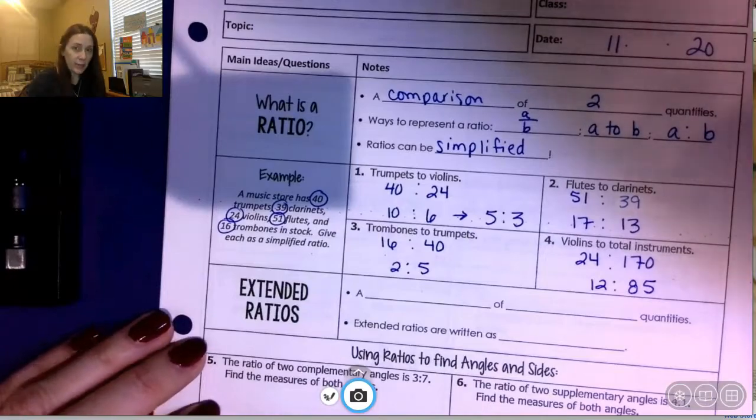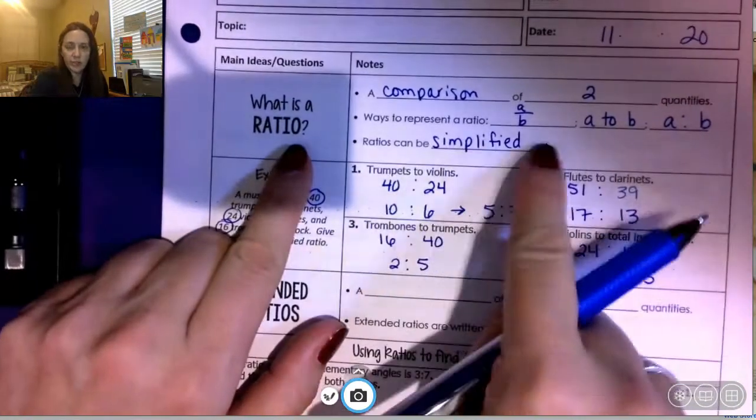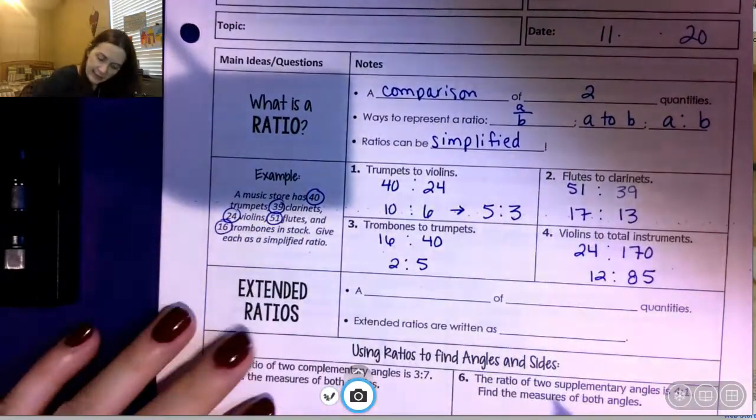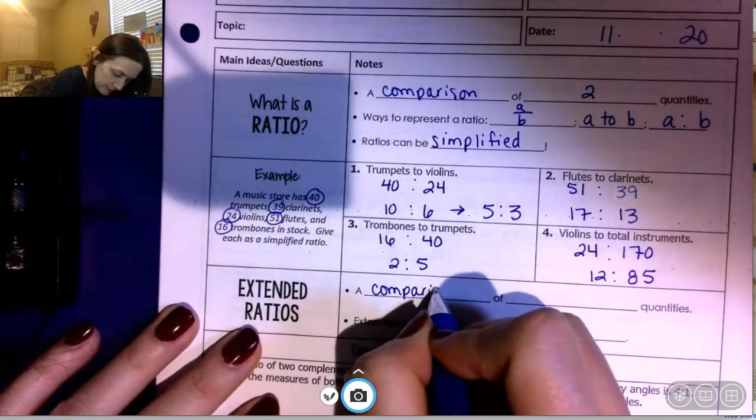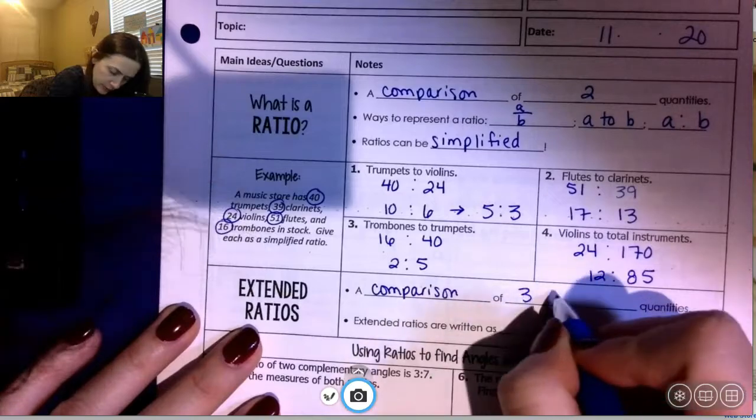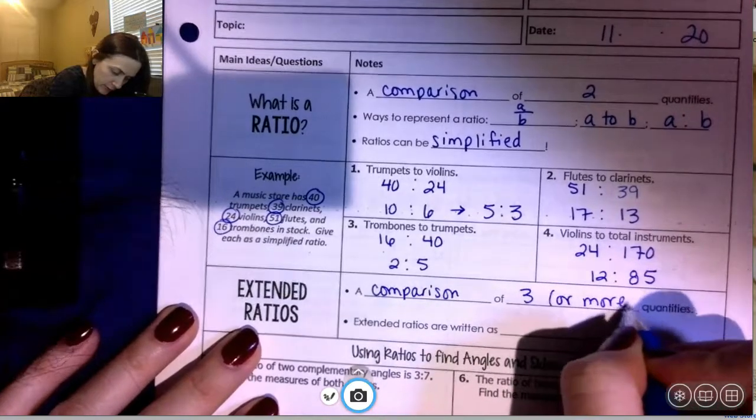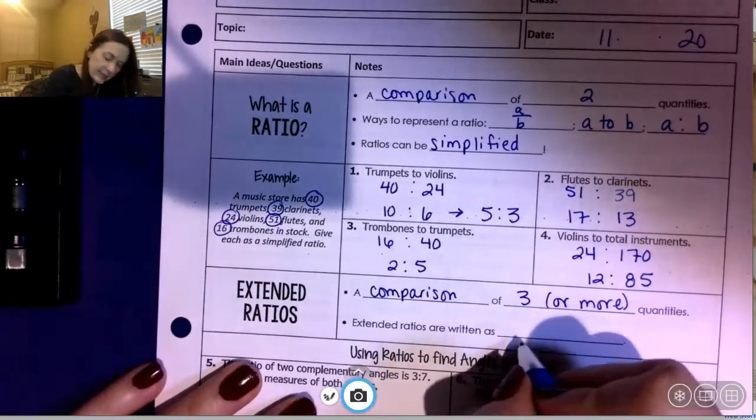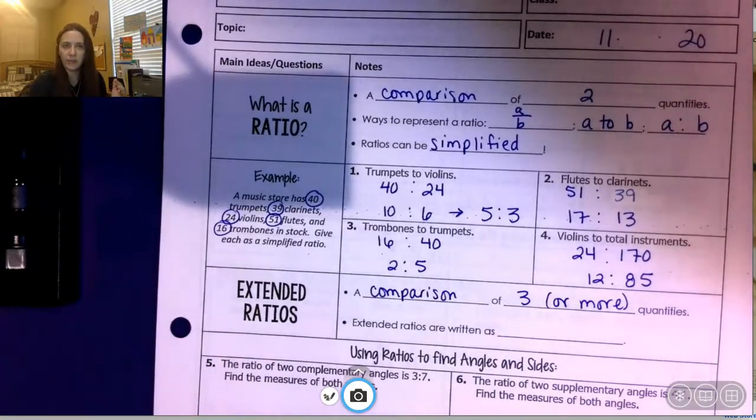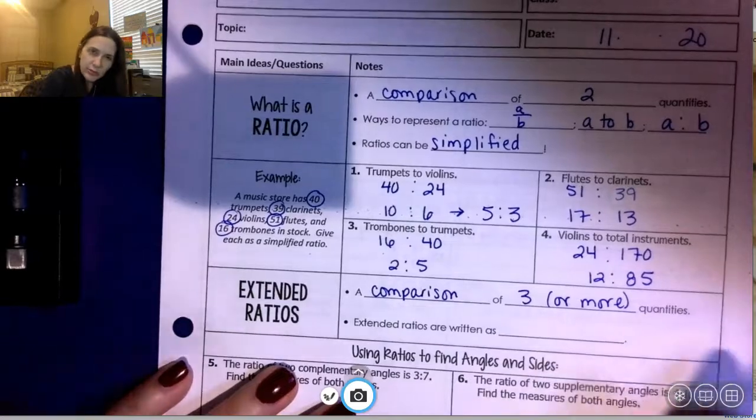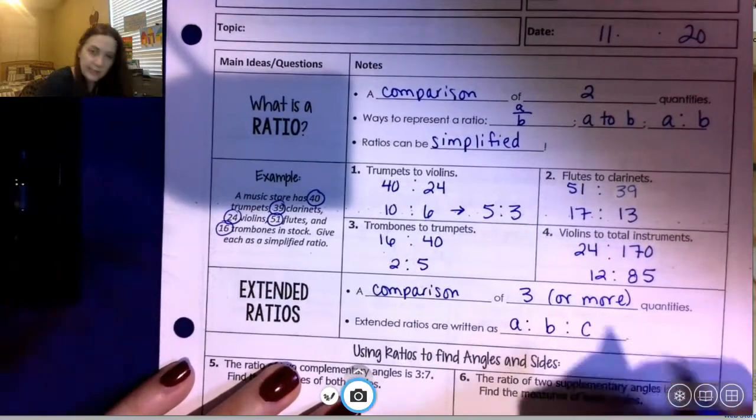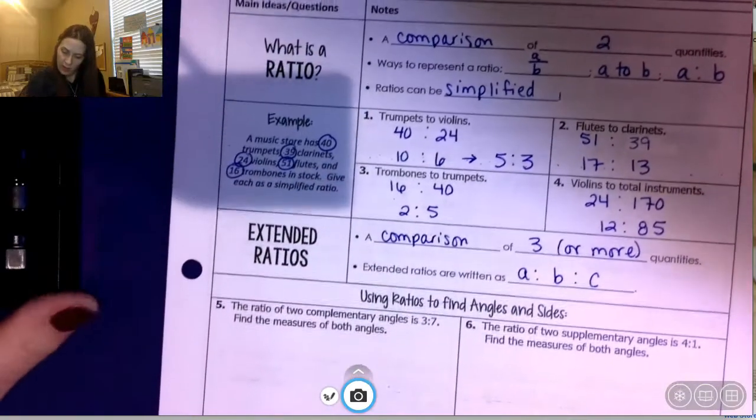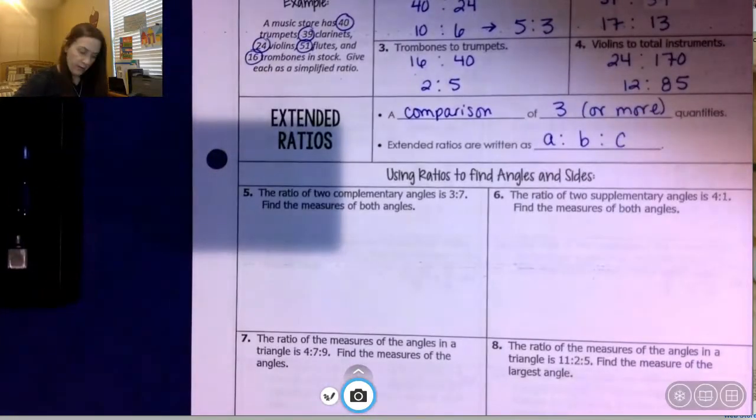Now an extended ratio is when you compare, so a ratio is 2 quantities, an extended ratio is when you compare 3 or more quantities. An extended ratio, though, you can't really write as a fraction if there are 3 numbers. You usually use the colon for that, so it would be A to B to C to D, and so on. So we're going to do some of these examples down here.